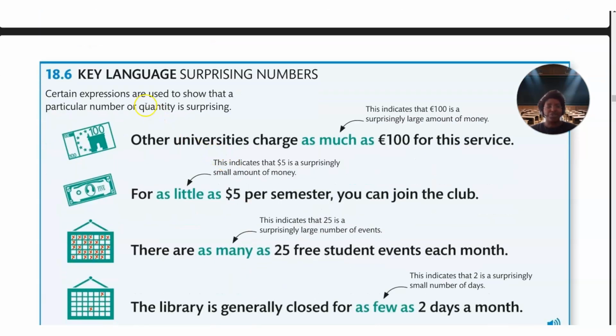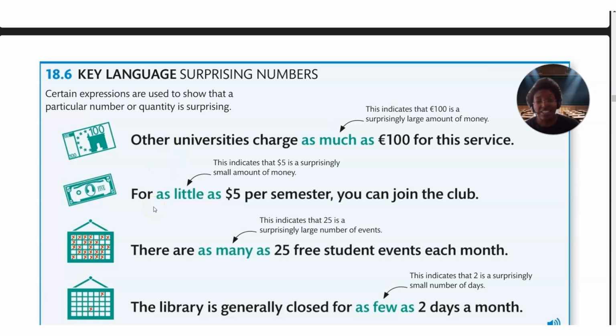Surprising numbers. So certain expressions are used to show that a particular number or quantity is surprising. So we do have facts and data and stats that often do surprise us. So let's talk about how we would structure our sentence. Let's look at the nice examples we have here. The first one, other universities charge as much as 100 euros for this service. So there's a little note here. It says this indicates that 100 euros is a surprisingly large amount of money because we're using this as much as. Let's look at the next one.